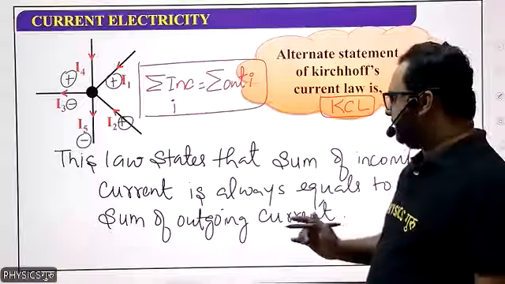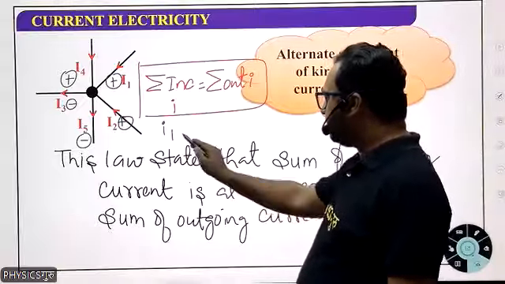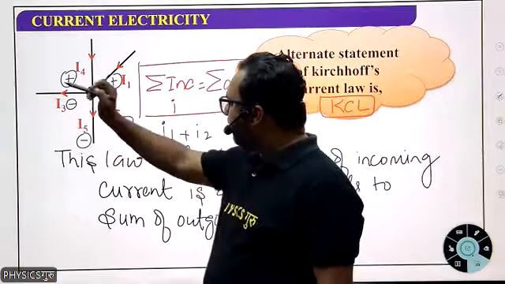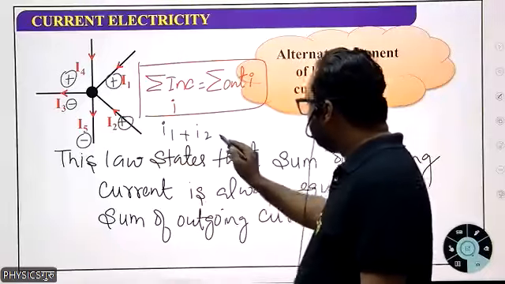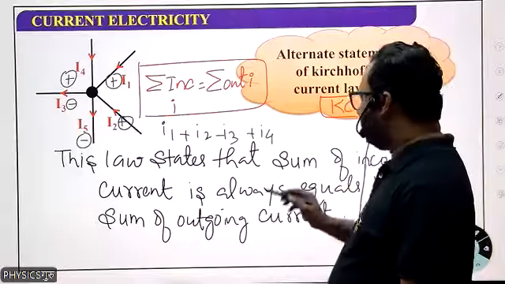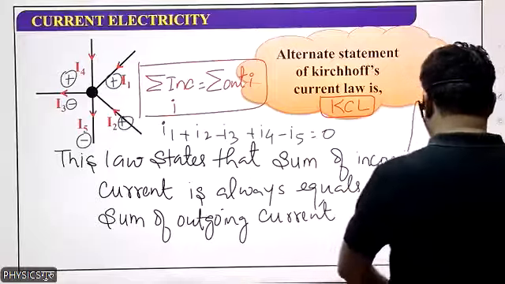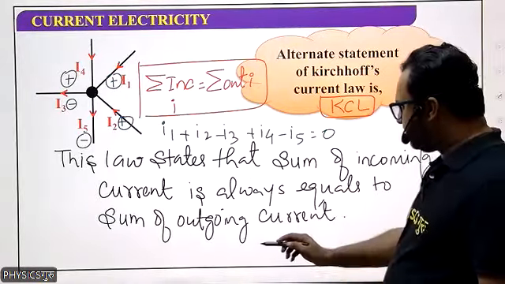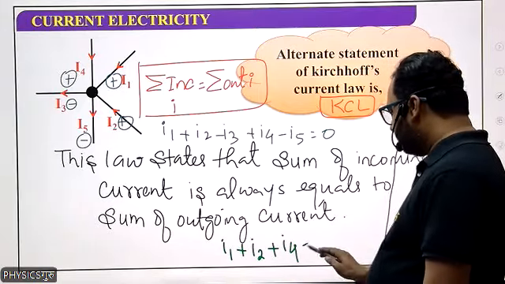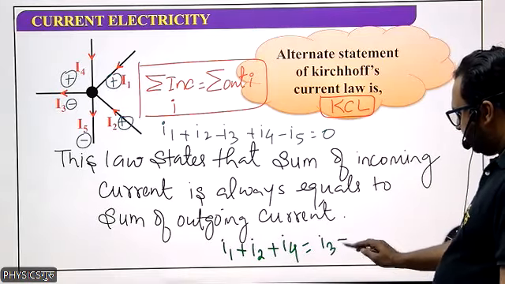Now, summation of incoming current is always equal to summation of outgoing current. So what we do is apply this sign convention and add the currents. I1 is taken as positive, I2 is also taken as positive, I3 is taken as negative, I4 is taken as positive, I5 is taken as negative, and the sum is equal to 0. So we can write this expression as I1 plus I2 plus I4 is equal to I3 plus I5.